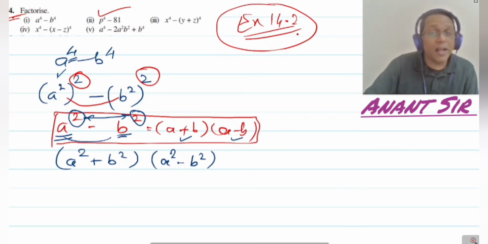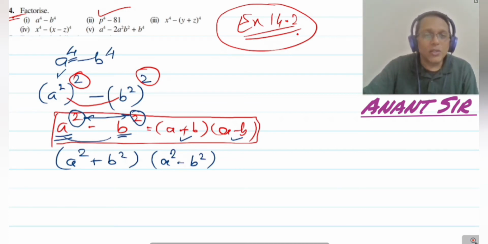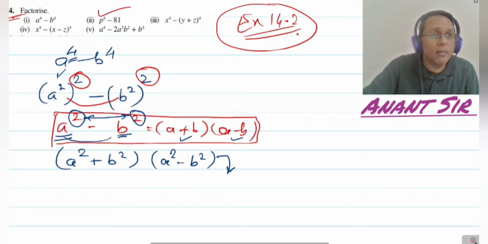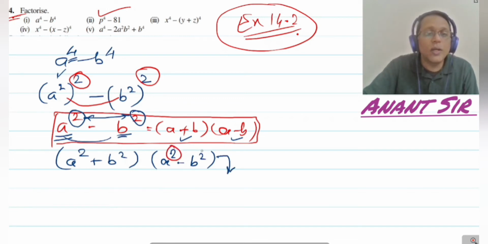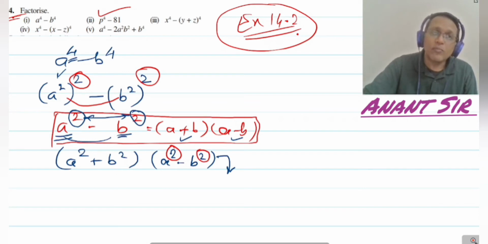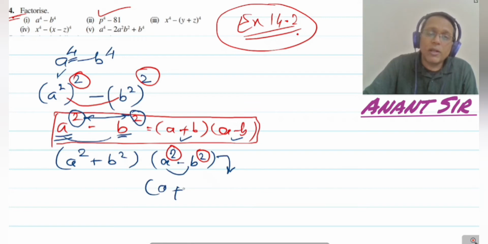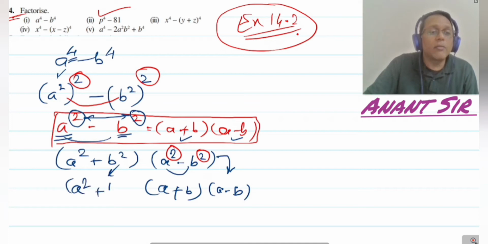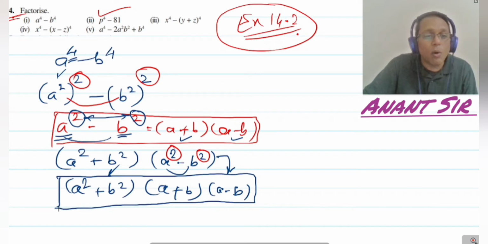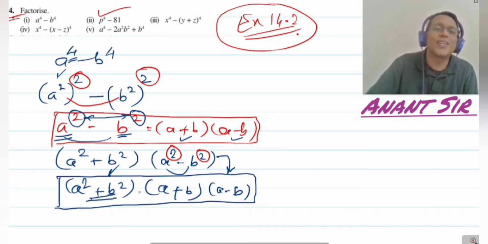Now, is this the final answer? No. You can still solve this further because here you can see in the second bracket again there are two squares with negative in between them. So what you do? You add these two terms in one bracket, it will be a plus b, and subtract in another bracket. You cannot do anything for this first bracket, it will be as it is because there is positive sign between the two squares. Okay? I hope you have understood the question.